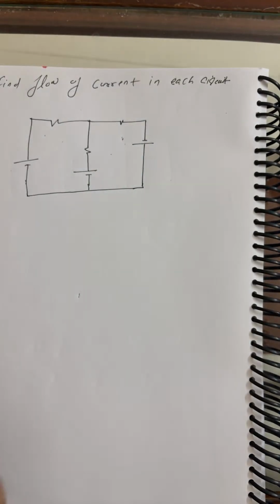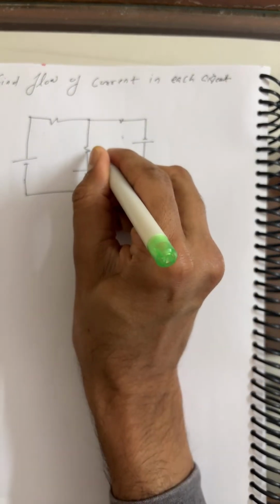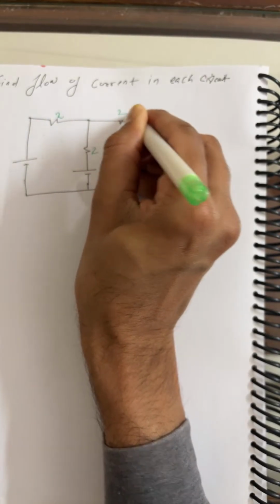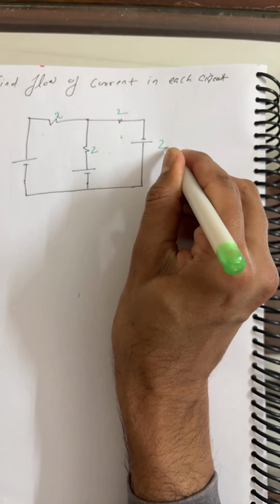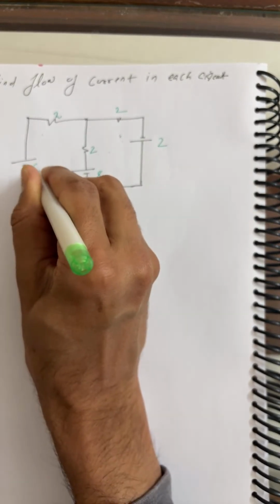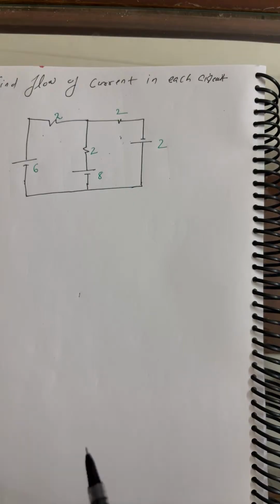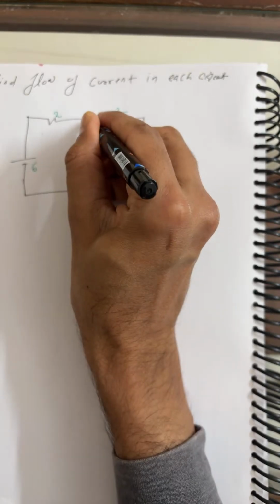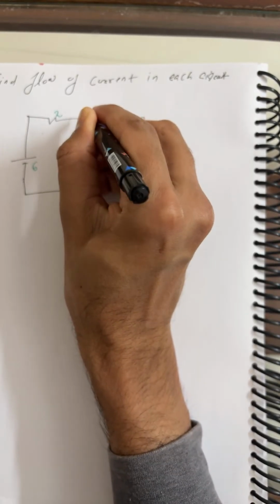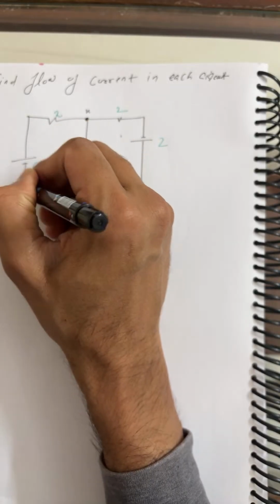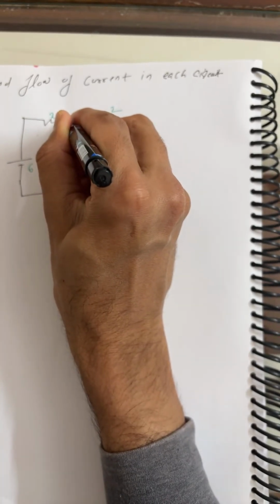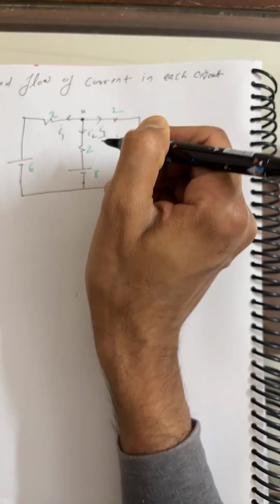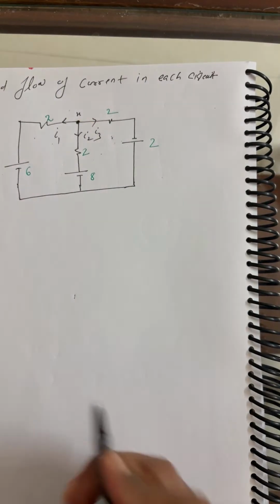Now we can say all resistances in the circuit have a resistance of 2 ohm. This is 2, 8, and 6. The question remains the same: find the flow of current in the circuit. Here again I'm considering this as a junction point. If this is the junction, the currents are I1, I2, I3.